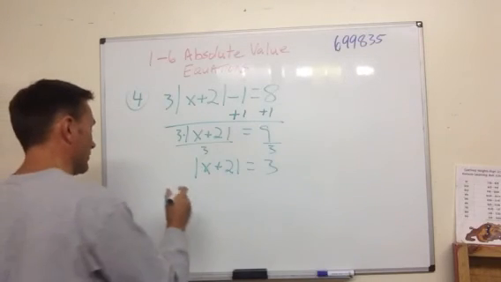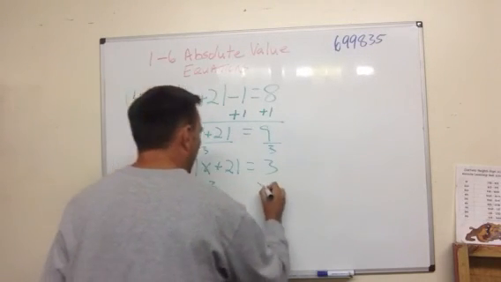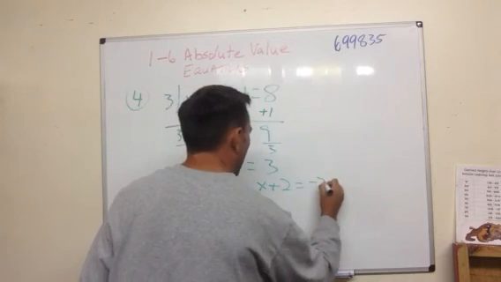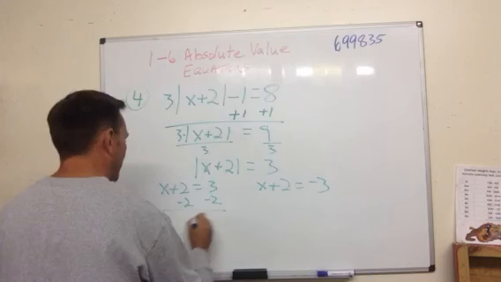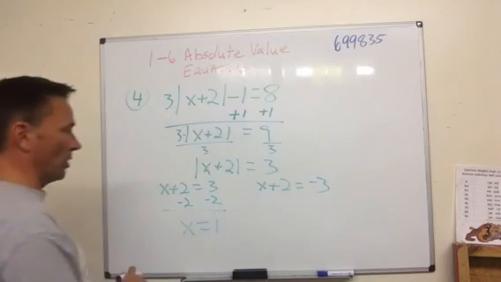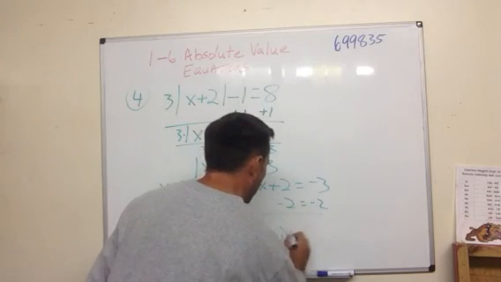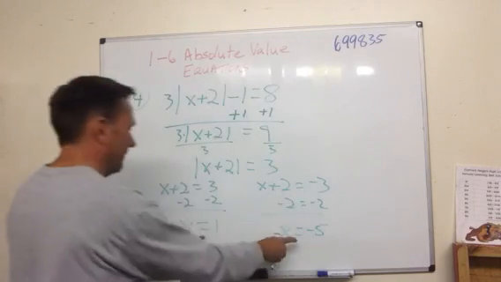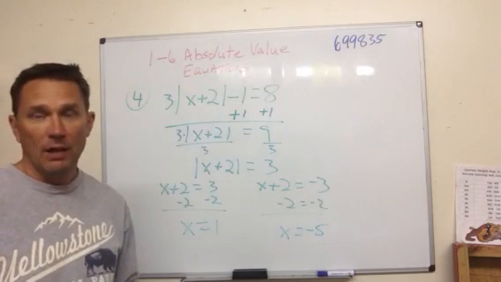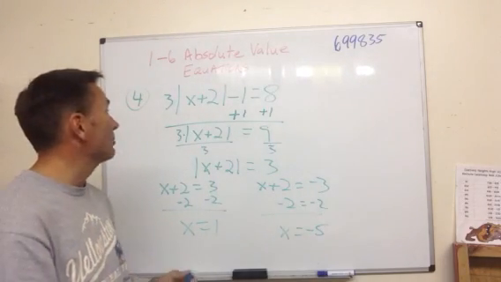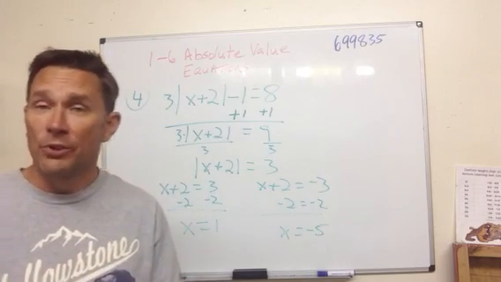Write your two equations now to solve. x plus 2 equals 3, and x plus 2 equals negative 3. Add negative 2. One answer is 1. Add negative 2, and the other answer is negative 5, and we have our two solutions. So this is the beginning of solving absolute value equations. We will continue with this a little further the next time.